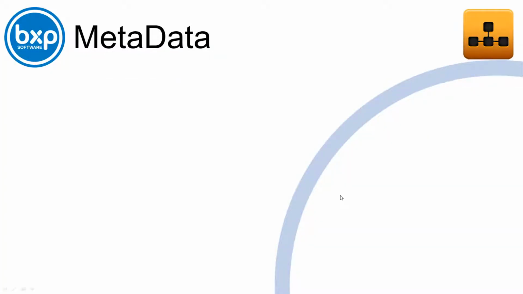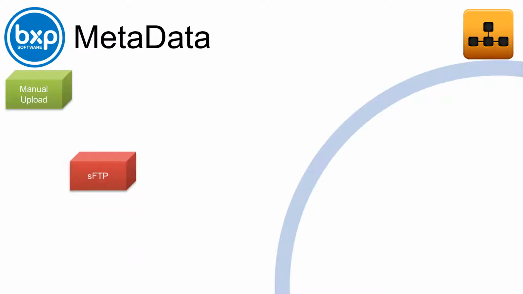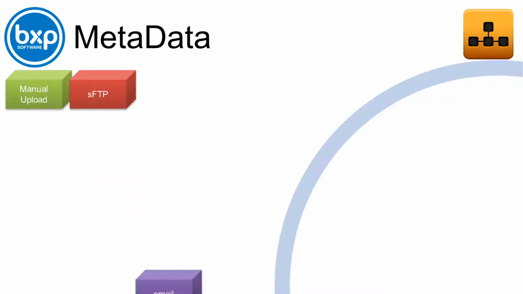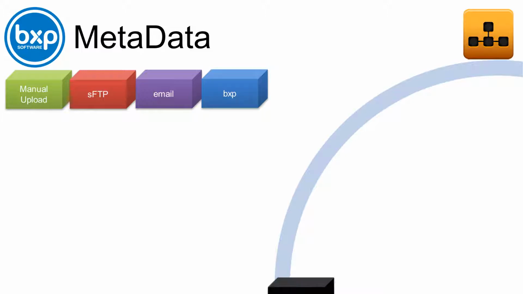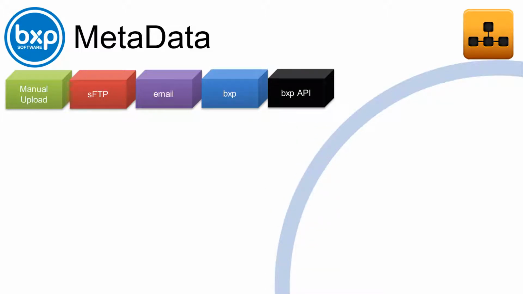Today we're going to look at metadata in BXP. Metadata is the macro engine of BXP, and it allows you to manipulate data using processed rules to generate formatted output. So the data that you may want to collect could be through a manual upload, from an SFTP site, from email as attachments or in the body of the email, from work you do in BXP already, or from integration with mobile apps and websites through the BXP RESTful API.